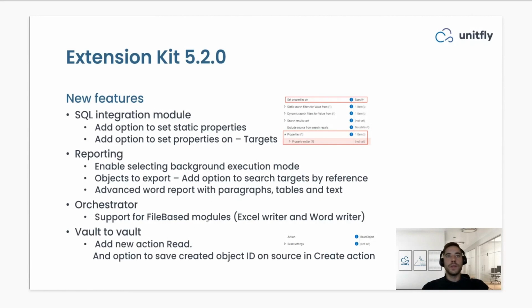To the orchestrator model, we added support for our file-based models. File-based models are Excel Writer and Word Writer, so you can now also orchestrate rules from these two models. And in vault to vault, we added a new action which is called read. This action allows you to get the properties from the object in the target vault to your source vault.